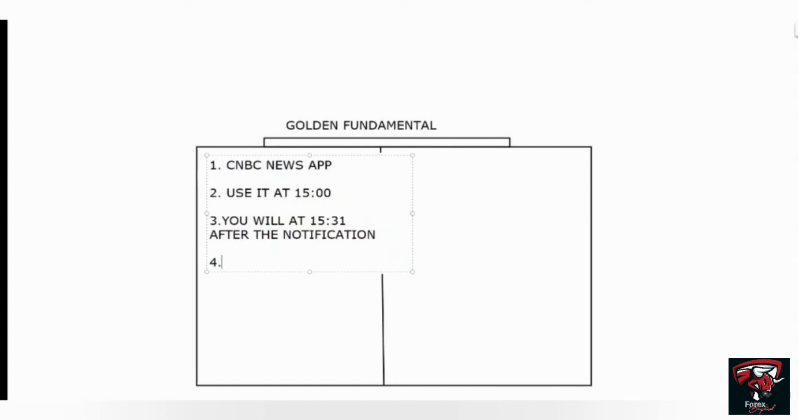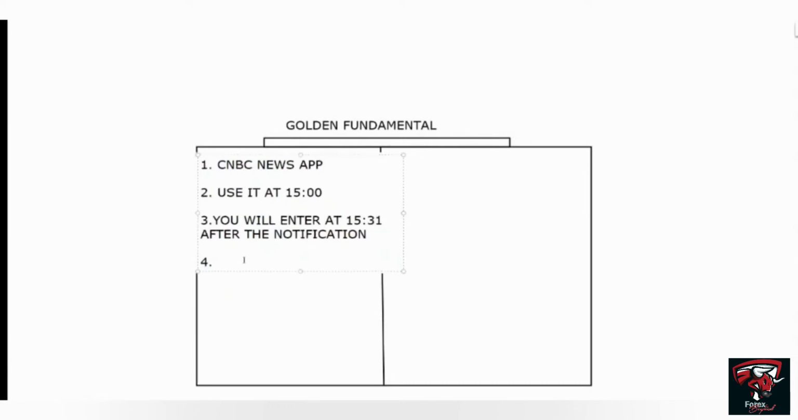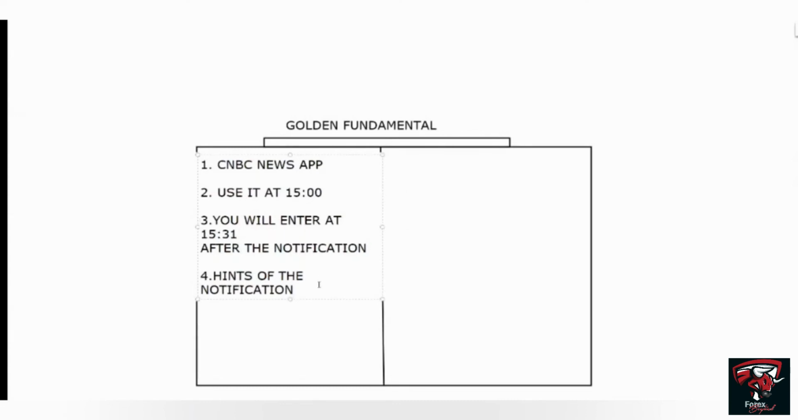Okay, you will enter at 15:31. So number four, it's the hint of the notifications. So you just download CNBC app, the notification will pop up at the top. So what I want you to understand is that you don't set anything, the notification will pop up automatically.